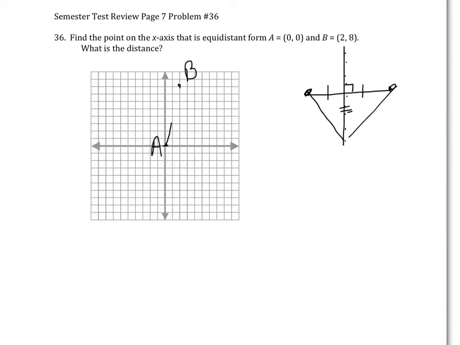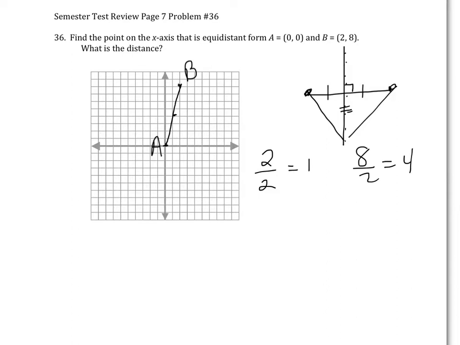So I'm going to draw my segment joining A and B, and then I'm going to find the midpoint. Well, the distance between A and B has a horizontal distance of 2, so the halfway mark would be 1, and it has a vertical distance of 8, so the halfway mark would be 4. So I'm going to go over 1 and up 4, and that's going to get me my midpoint. It looks like about right there.